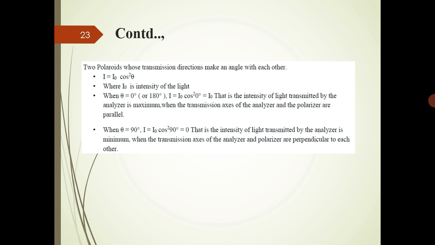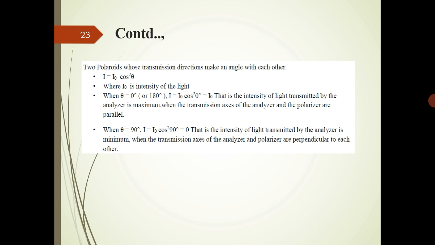In order to remove the proportionality, I have written I naught, where I naught is the intensity of that particular light. Based upon this angle, I am going to determine the intensity of the light I. So when theta is equal to 0 or 180 degrees, intensity I is equal to I naught. So the intensity of the light transmitted by the analyzer is maximum when the transmission axis of the analyzer and the polarizer are parallel to each other.